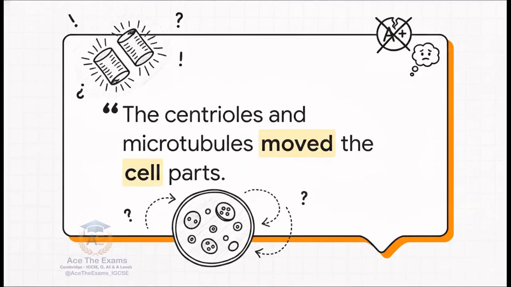Now, consider this answer for a second. The centrioles and microtubules moved the cell parts. It seems okay, right? Well, actually, this is a specific painful mistake that costs students those A-star marks every year, usually before they even realize what hit them. You mentioned the organelles, you mentioned movement, but an examiner is immediately going to bump you down to a lower mark band simply because it lacks structural and functional precision.